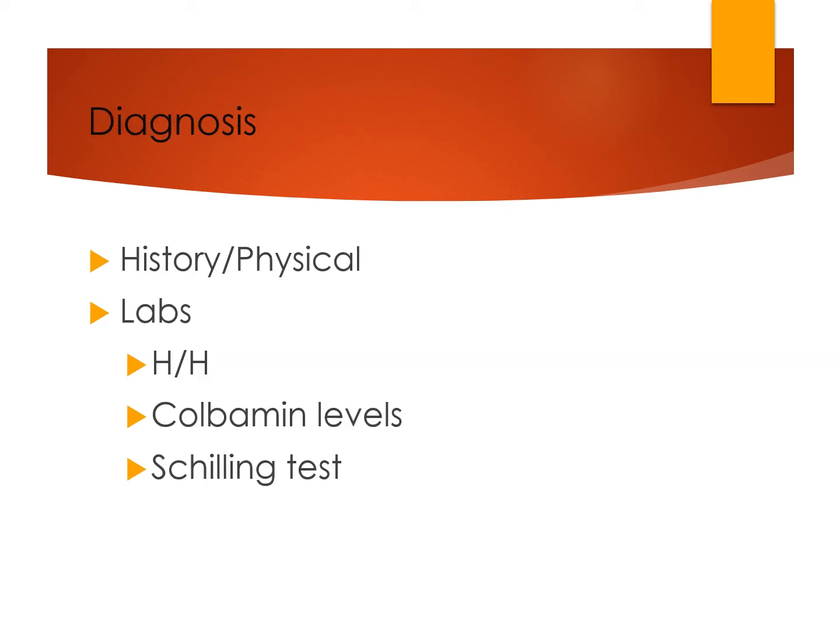Diagnosis is, of course, consistent with a history and physical, labs, which include an H&H, cobalamin levels, and a Schilling's test. The Schilling's test is a 4-part test. It's pretty long. It takes a while to get those results, and it's in a 4-part series. I think it takes a few days, and that's why I don't see them too much in the hospital anymore. They might be done more on a home basis than in the hospital.